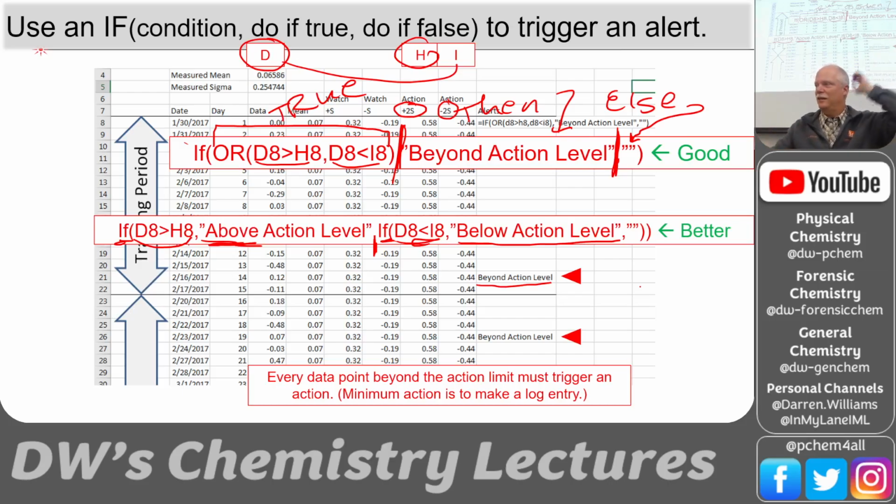So we do nothing if it's within control. If it's above, we write above. If it's below, we write below. So that's great. And then that'll just show up automatically in your table, and you can look at that and go, oh, I've got something on February 16th. I need to go on the internet, or if I'm tracking my, I don't know, daily change in weight or something, I can say, what happened on the 16th? Oh, yeah, that was the day I had the flu.